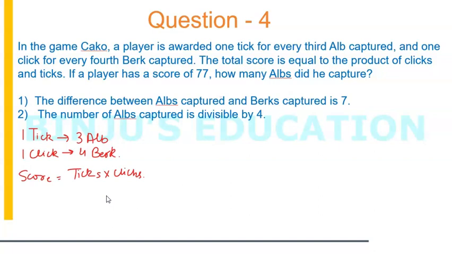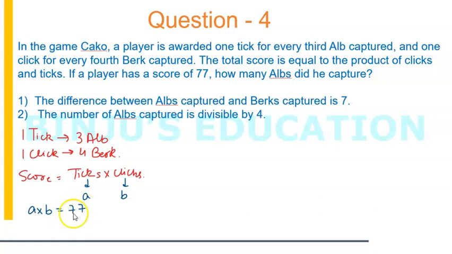Okay, so one thing is for sure, that the number of ticks and the number of clicks that you'll be getting will be integers. Like you won't get 1.5 ticks or, for example, 7.8 clicks. That's not possible, because for every third alp that you capture you get a tick, for every fourth book that you capture you get a click, which means you will have integer values for ticks and clicks. Now the product of ticks and clicks, I'm going to take them to be A and B just for the sake of solving the question. So A into B will basically be equal to 77.